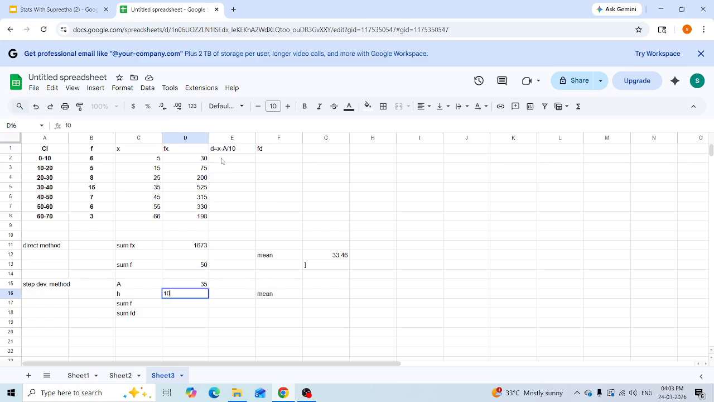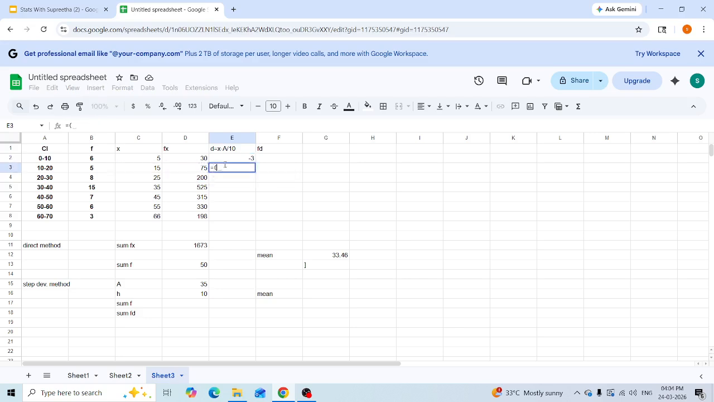Let's calculate d. How to calculate d? That is x, which is 5, minus a, which we assumed as 35, now divided by h, that is 10. We'll get minus 3. Similarly, calculate it for all the values.